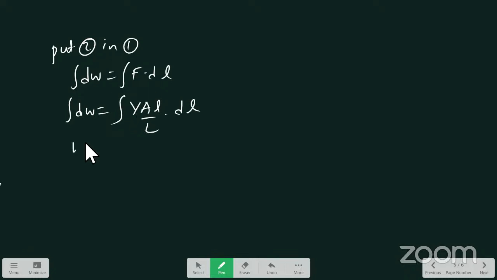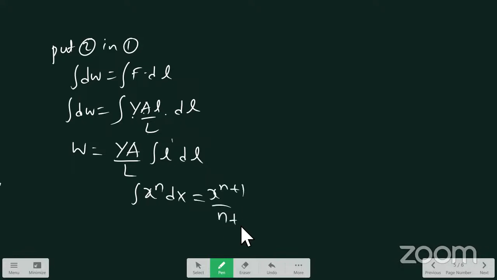Young's modulus is constant, area is constant, L is constant, only l dl varies. Yesterday I said we are not doing differentiation or integration. This is the integration, student, power 1. What is the mathematical formula? Integral of x to the power of n dx equals x to the power of n plus 1 by n plus 1.